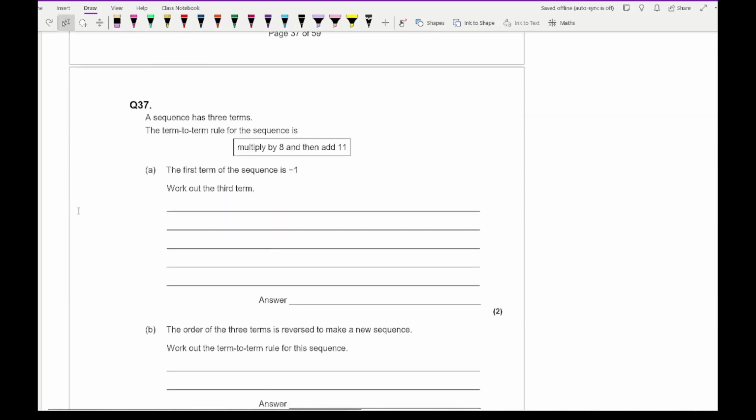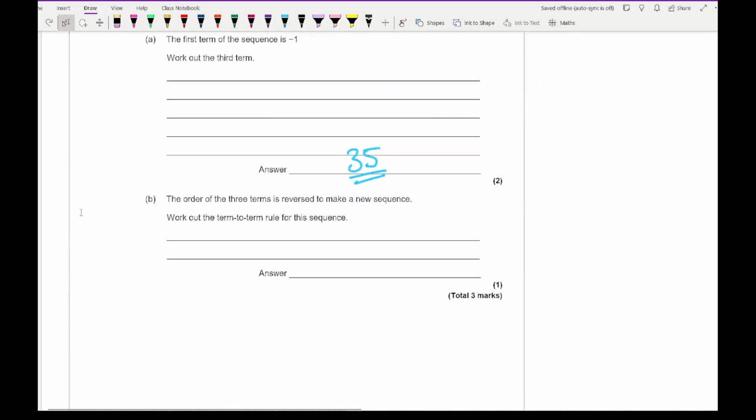Then question 37 says that a sequence has 3 terms. The term rule of the sequence is multiply by 8 and add 11. The first term is minus 1. Work out the third term. Well, the second term is going to be minus 1 times 8, which is minus 8. Add 11, which is going to give me positive 3. Then for the third term I'm using 3, multiplying that by 8, which gives me 24. Add 11, which gives me 35. So our third term then is 35.